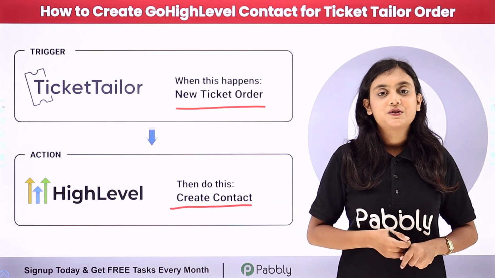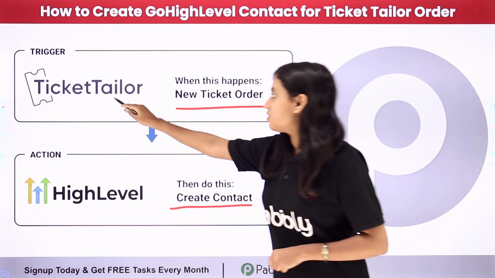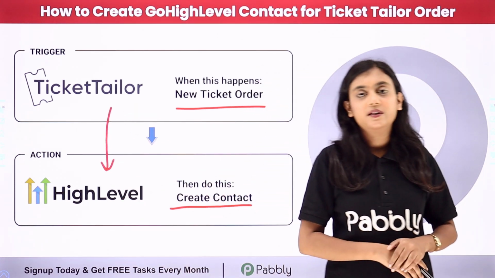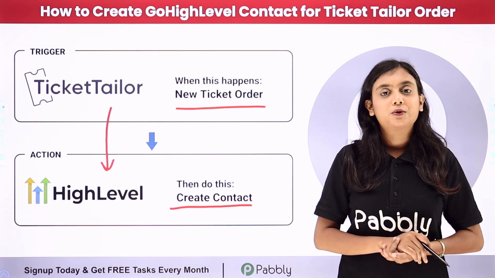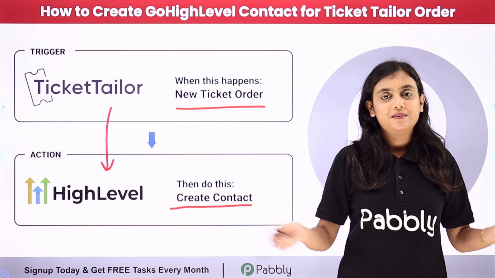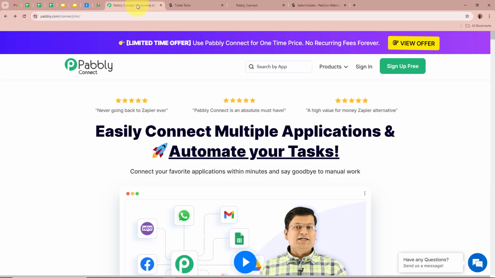For that, what we are going to do is we are going to simply create an automation between Ticket Tailor and GoHighLevel with the help of Pabbly Connect. So if you want to learn how to do this amazing automation, then let me take you all to my screen. In this video, we're going to learn how to create GoHighLevel contact for Ticket Tailor order.